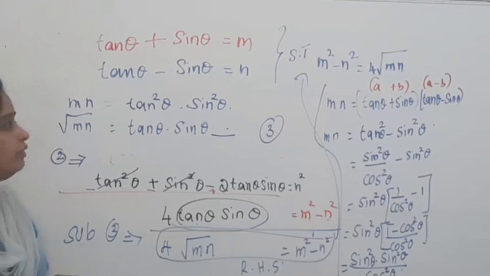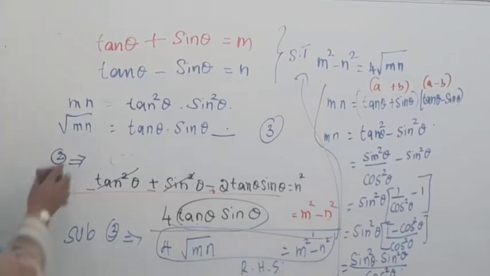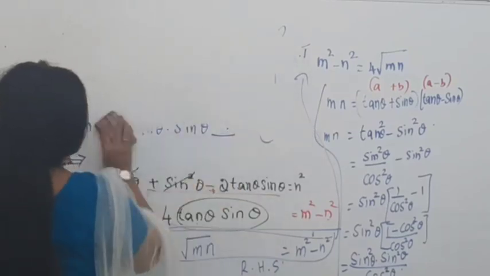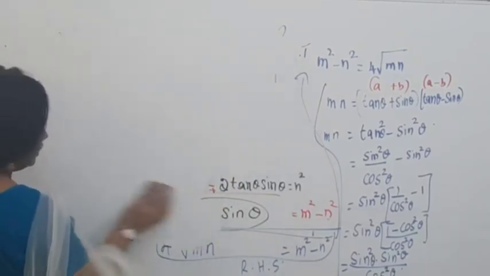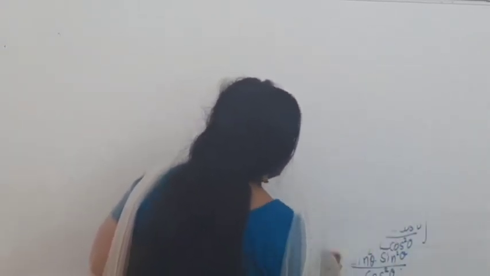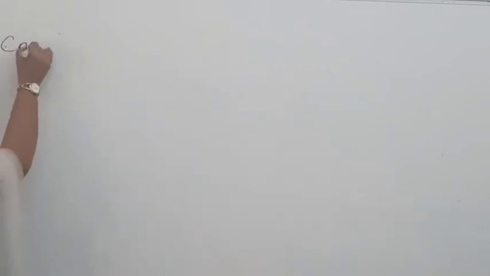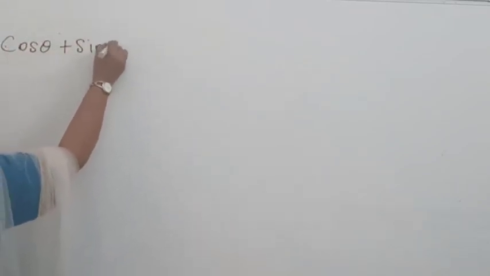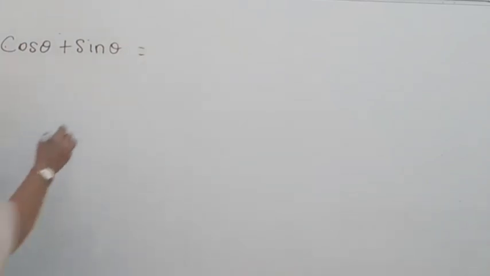Now we move on to the fifth question. So please recollect the identities. Without identities, it's a bit difficult to prove the theorems in the Introduction to Trigonometry chapter. So please learn the identities by heart. Now we move on to the next question. I have cos theta plus sin theta is equal to root 2 cos theta.